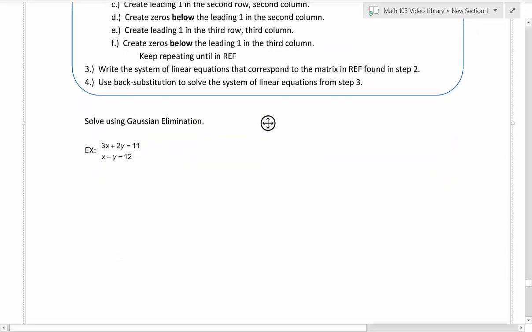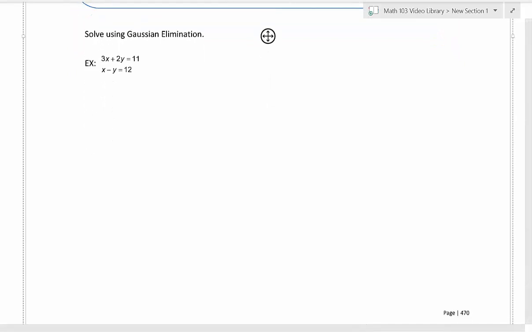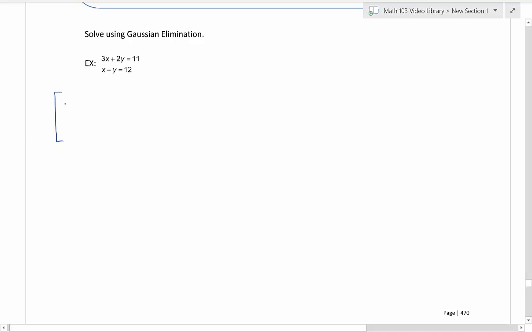So let's solve this 2 by 2 using Gaussian elimination. The first thing we want to do is rewrite our system of equations as an augmented matrix. Our first row will be 3, 2, 11, and our second row will be 1, negative 1, 12.